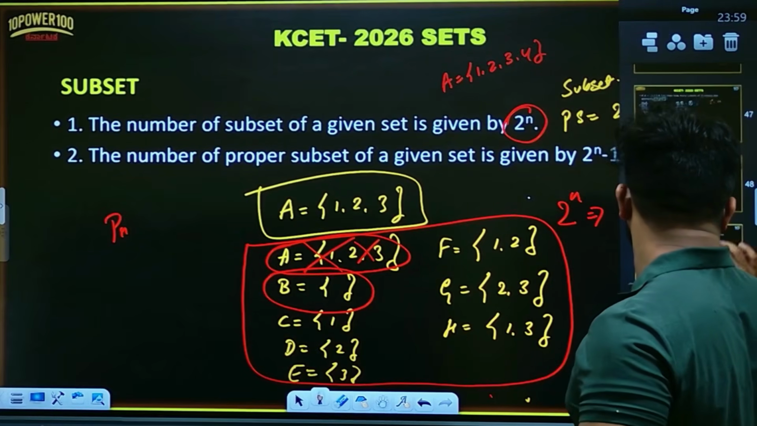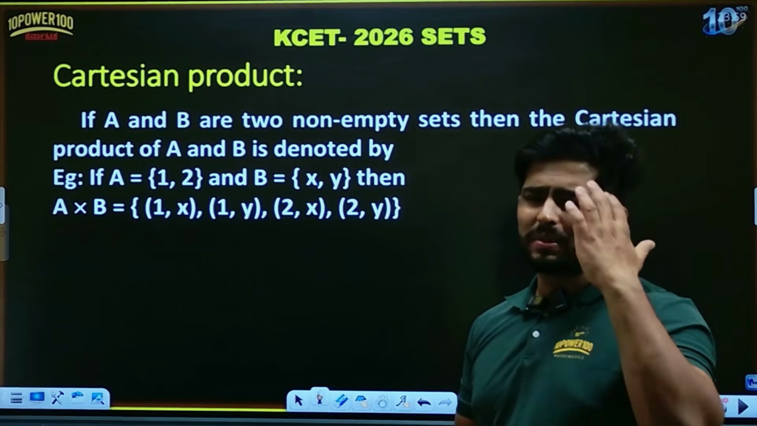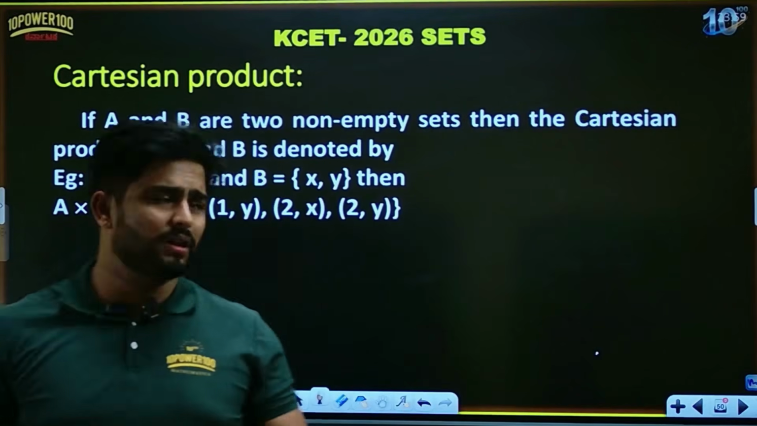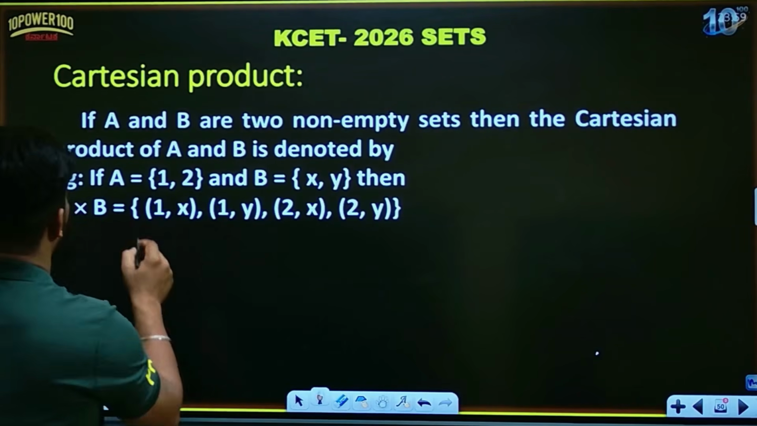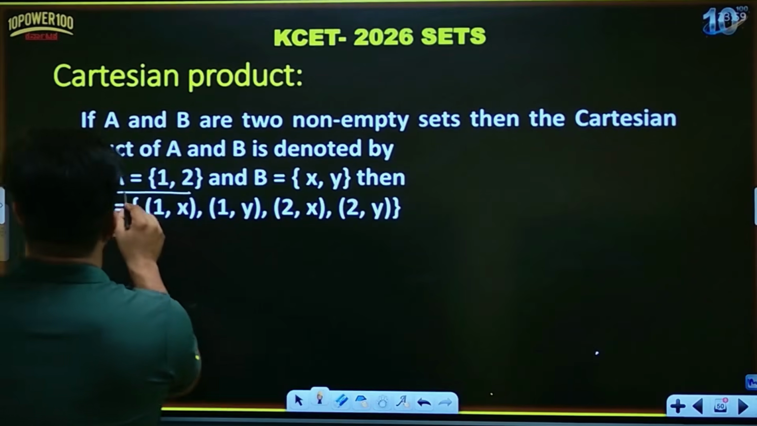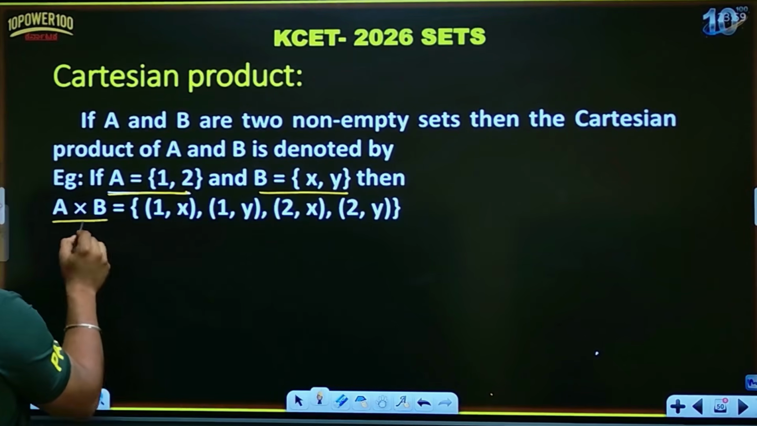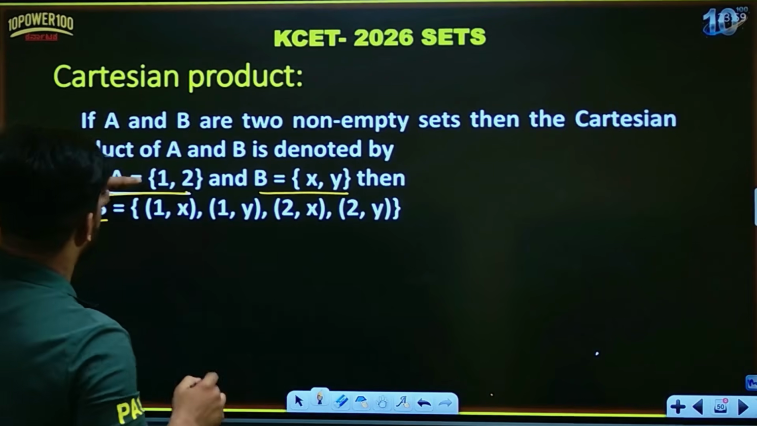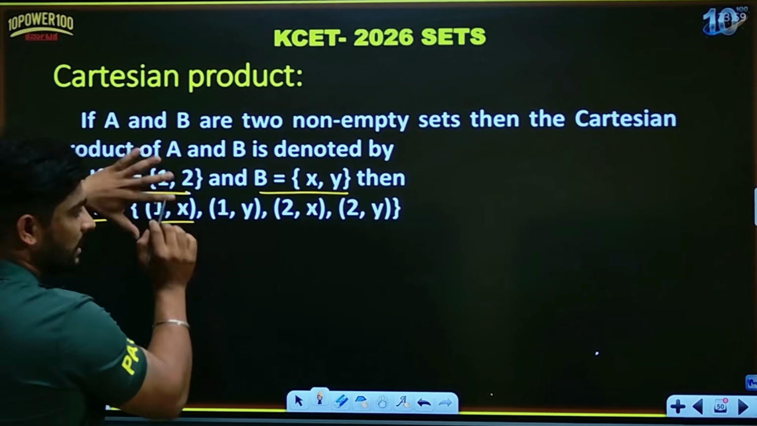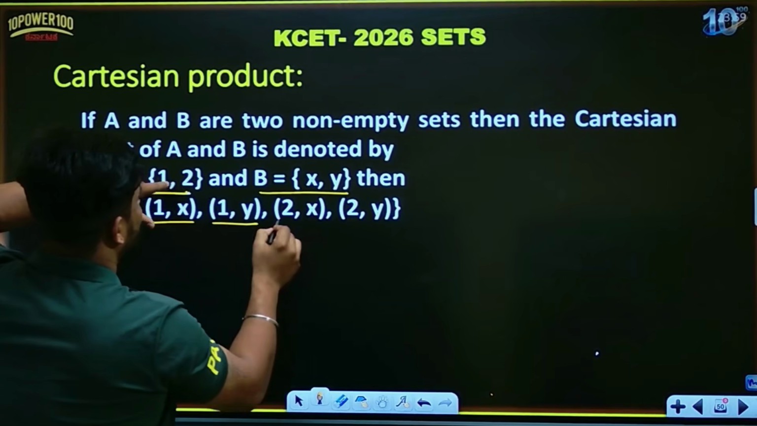Okay, next, Cartesian product is very easy. I am not going to explain it at length and waste my time. Look here, set A is 1, 2, and set B is x, y. Okay, a cross b, the Cartesian product of two sets, is 1 into x. We write it as an ordered pair, that's it. Next 1 into y, next 2 into x, 2 into y.